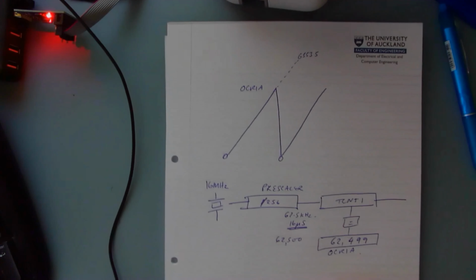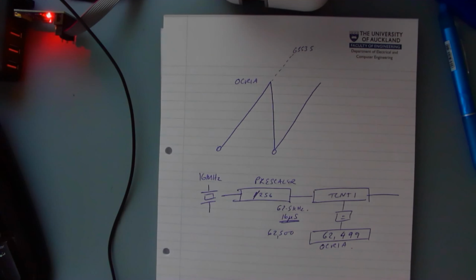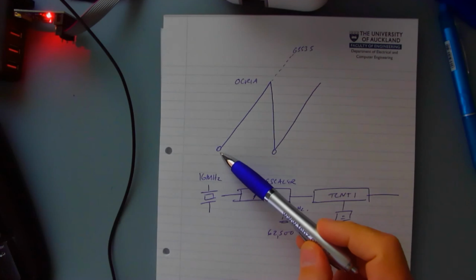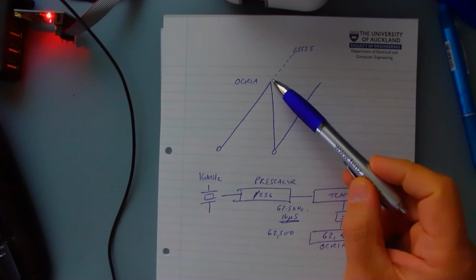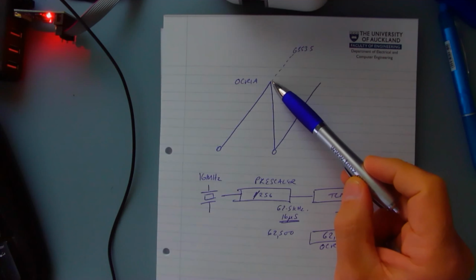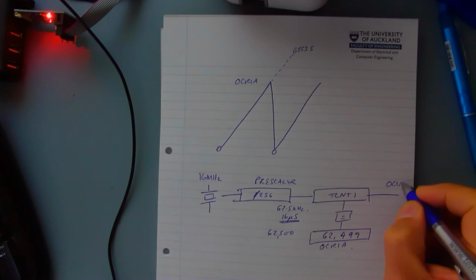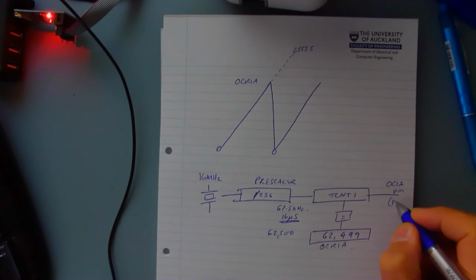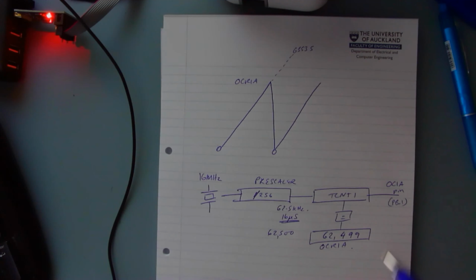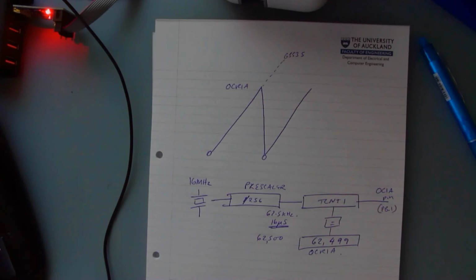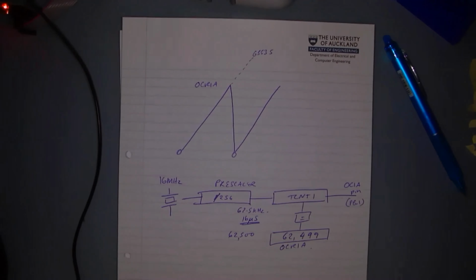Cool. So what we've already talked about is this: our counter starts from 0 and goes up to our output compare register value. At that point we've not got an interrupt happening, but the pin itself, the output compare 1A pin, which is port B.1, is toggling.